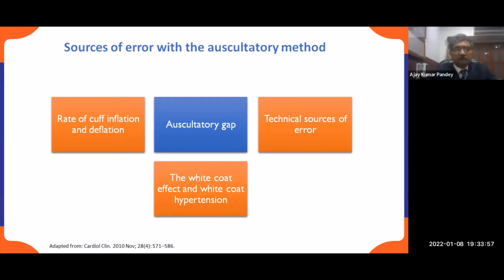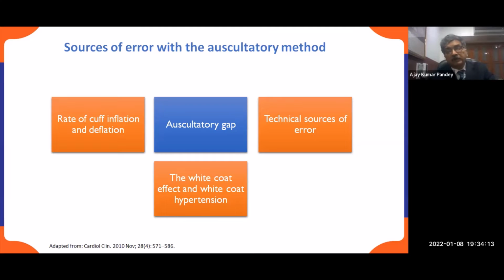And so whenever we are deflating the cuff, it should be a very slow deflation. There should not be a rapid deflation of the cuff. Technical sources of errors may be there. People might have anxiety and a white coat effect.